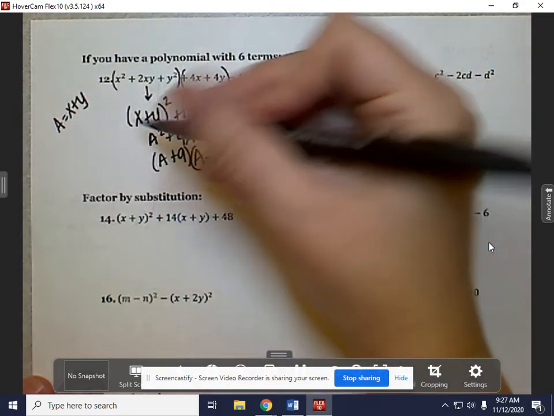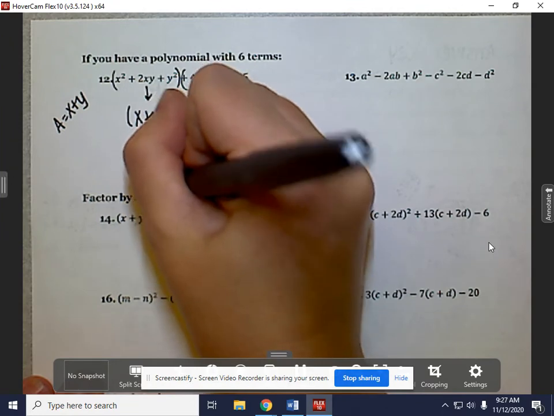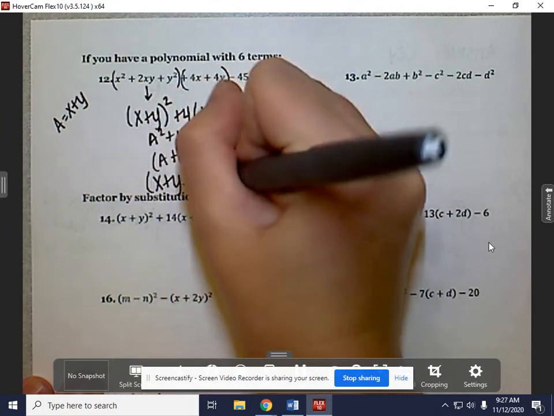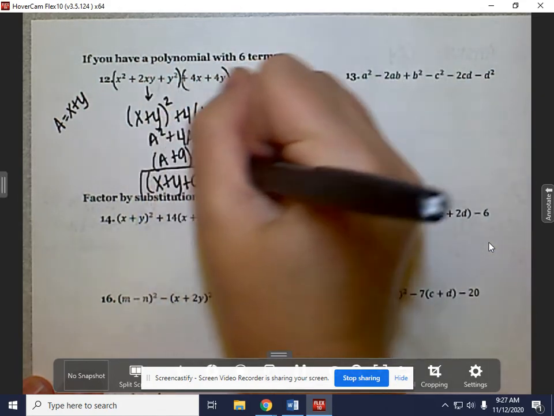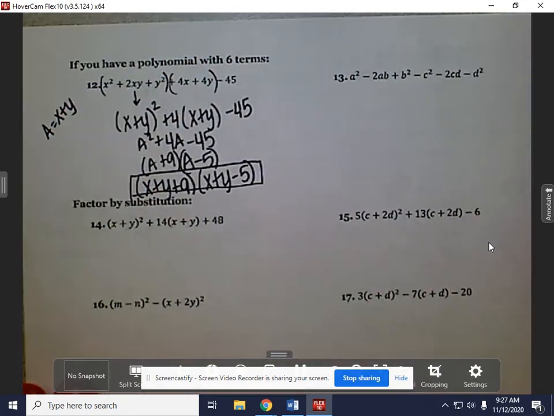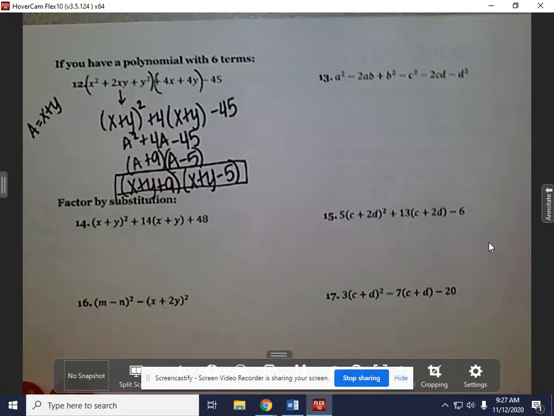And then I can just replace my a with x plus y. So that would be x plus y plus 9, x plus y minus 5. All right, so fancy schmancy there, 6 terms. You're just making a few different groups.